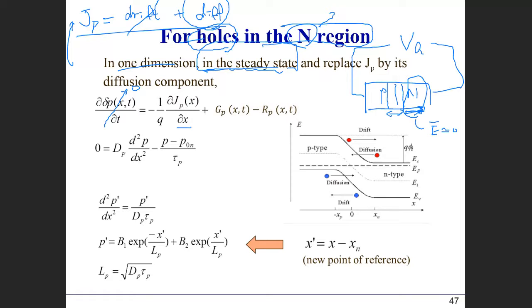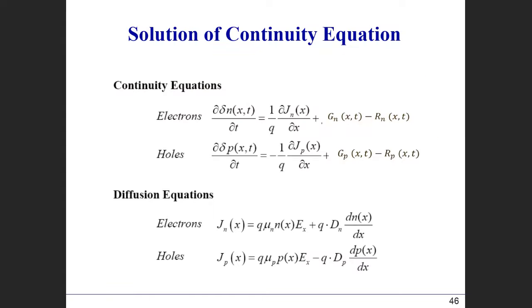So that current, if you go back, is following this equation. And because this is close to 0, we can disregard this drift current. Okay. So instead of JP, we're going to add this equation.